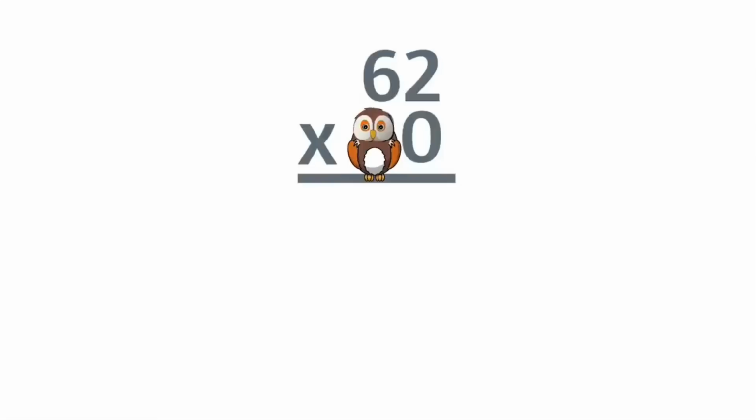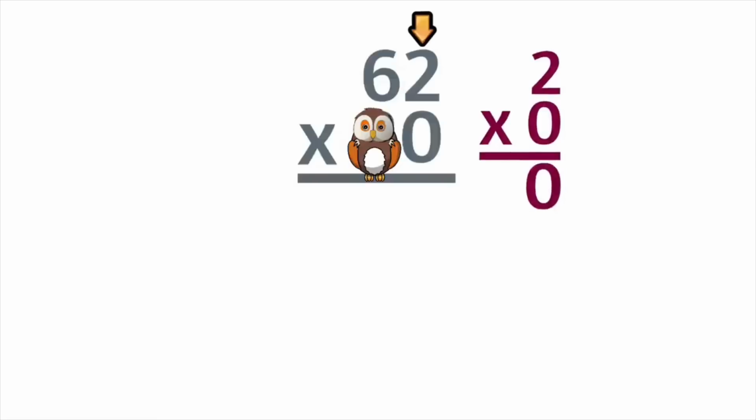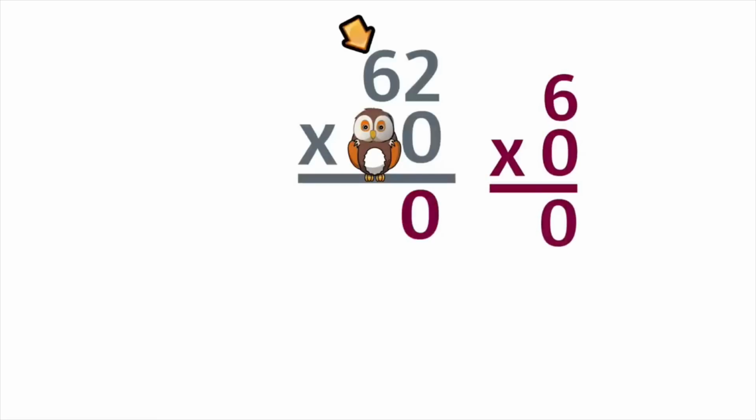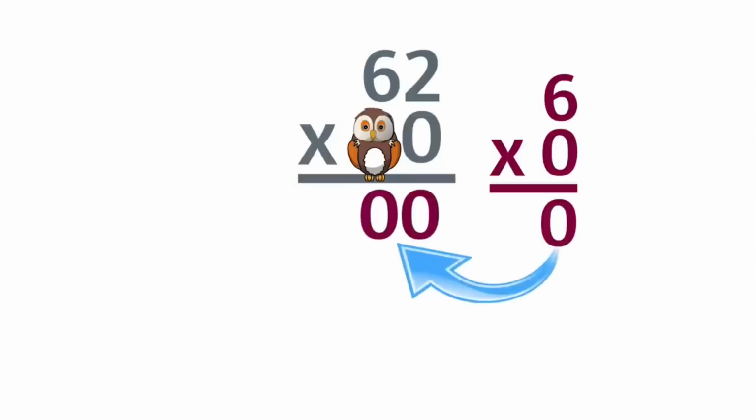After covering that up, we multiply the ones. What is 2 times 0? 0. Yes. If you multiply any number times 0, the answer is 0. We'll put the 0 down here below the ones. Next, we multiply the tens. What is 6 times 0? 0 again. So we put another 0 down here below the tens.